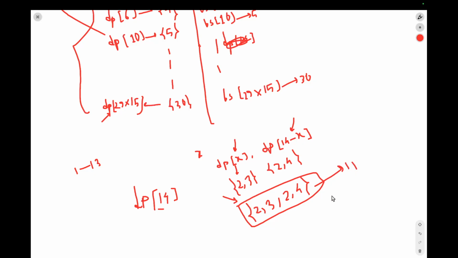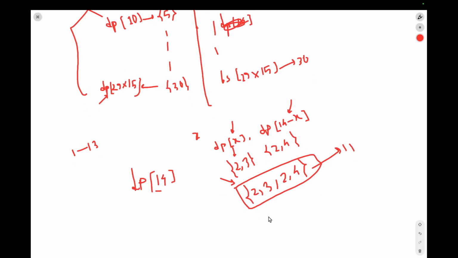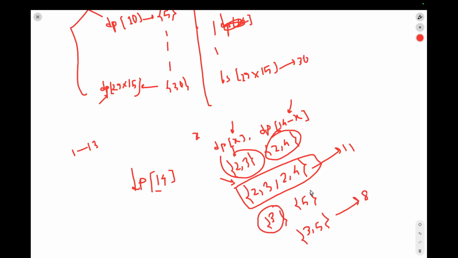Let's say we have found another x where dp of x is giving us just 3, and another 14 minus x that is giving us the answer 5. So after merging that, we are getting an array like this, and what is the sum of this? 5 plus 3 goes to 8. So instead of taking this and this, we should be taking this.